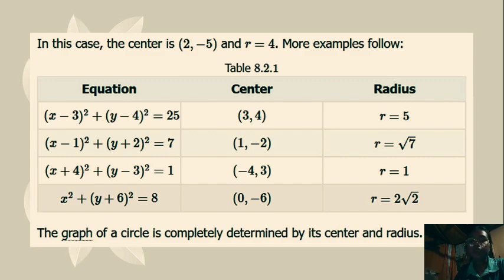So now let's break down the table. Let's proceed to the table. So we have the first equation there, which is the quantity of x minus 3 squared plus y minus 4 squared is equal to 25. And it indicates there that the center is positive 3, positive 4, and our radius is equal to 5, or the square root of 25, which is 5.